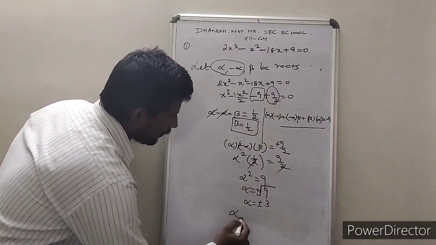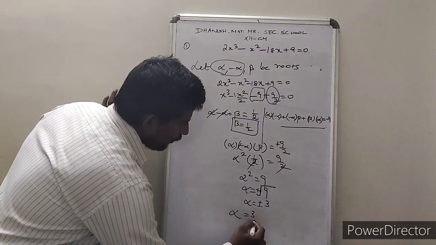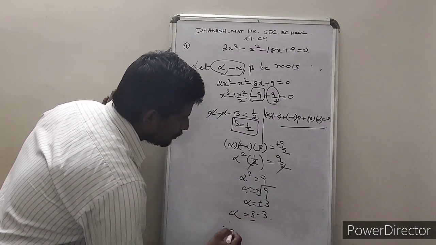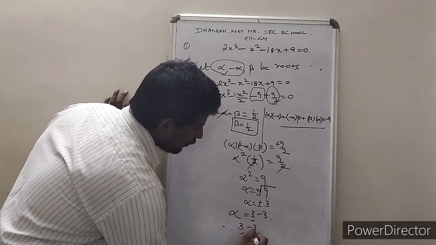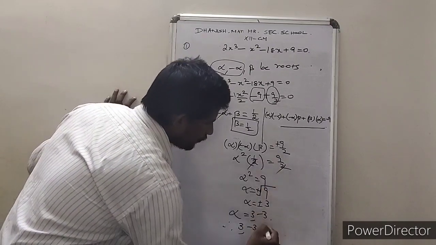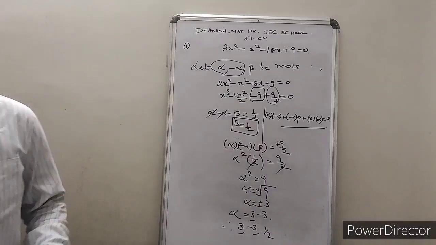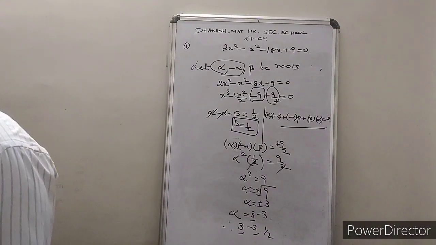So our alpha, 3, minus 3. So our roots are 3, minus 3 and then beta, 1 by 2. We got our 3 values.